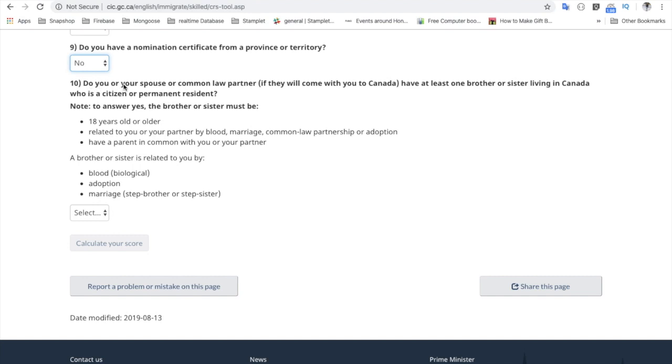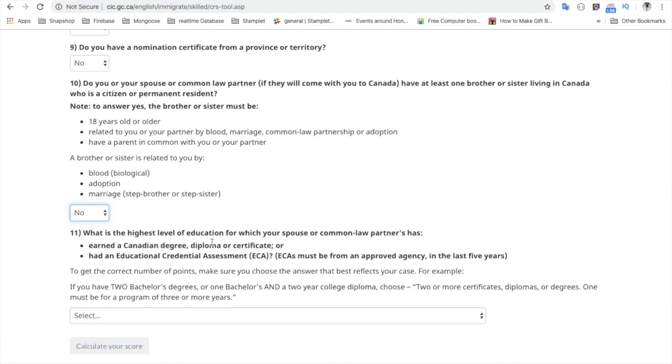Then do you or your spouse have at least one brother or sister living in Canada who is a citizen or permanent resident here? This is basically for your blood sibling. So it cannot be your aunt's daughter or your aunt's son. So in our case, because both of us don't have anyone in Canada, any of our close relatives, so we'll just say no here.